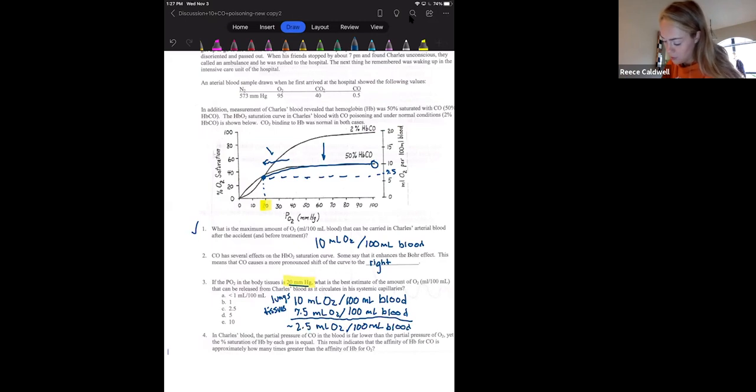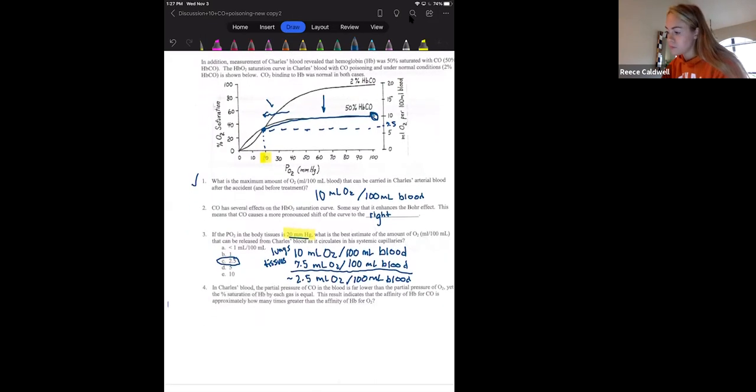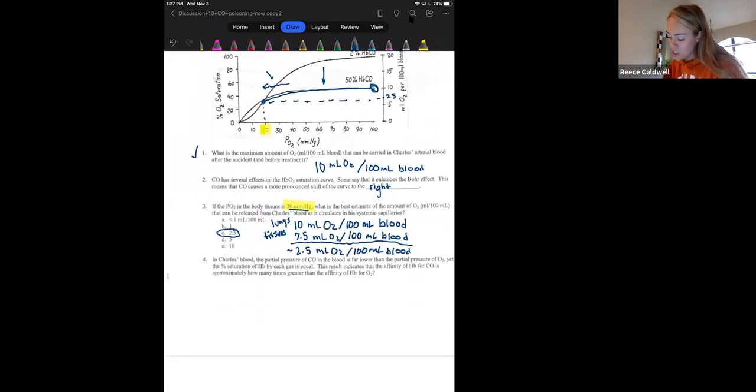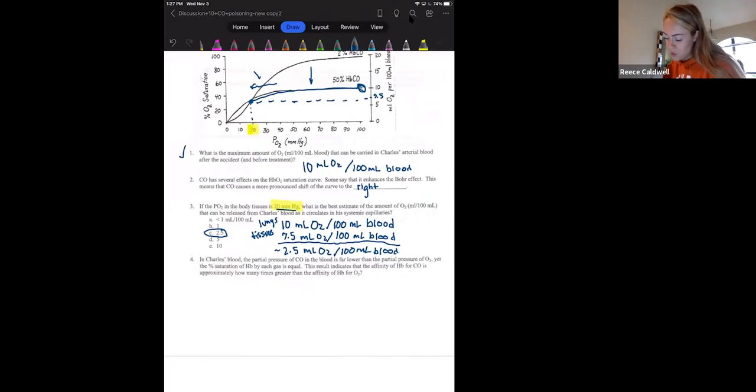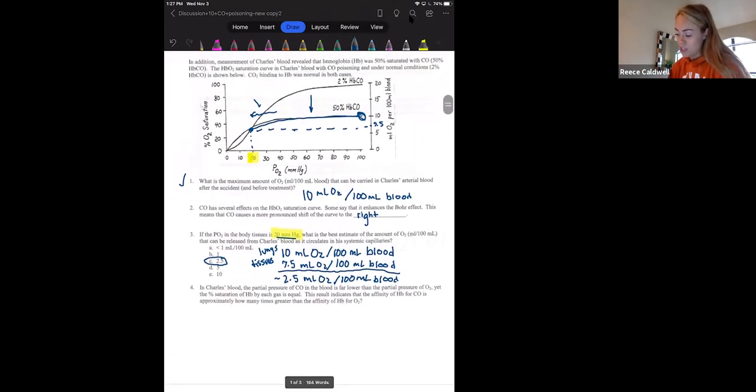So when moving from the 100% right here to the new tissue, we release about 2.5 milliliters of O2 per 100 milliliters of blood. So that is question number 3. Awesome. So question number 4. Now we're looking at the partial pressure of carbon monoxide in the blood, and we see that it's far lower than the partial pressure of oxygen.